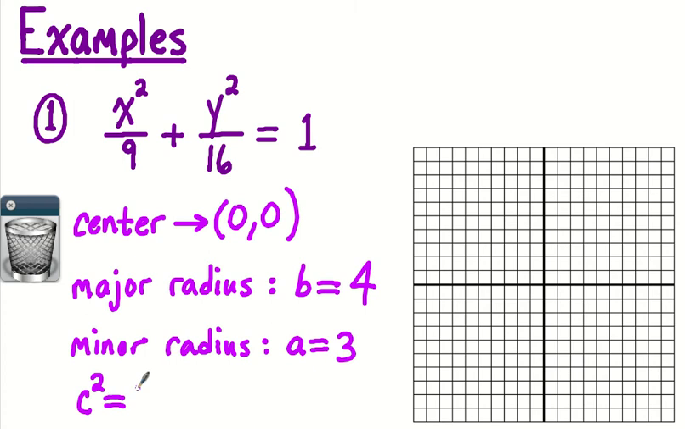So here we got 16 minus 9, which is 7. So c, well, I could approximate that, but maybe better just to say the square root of 7. We don't need to be super, super strict on this.